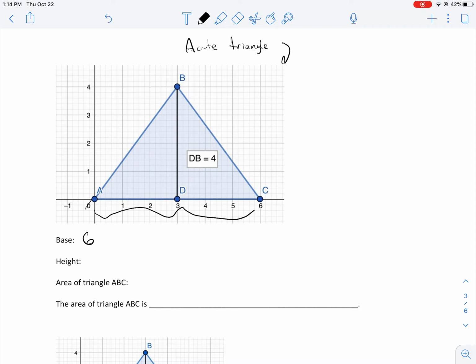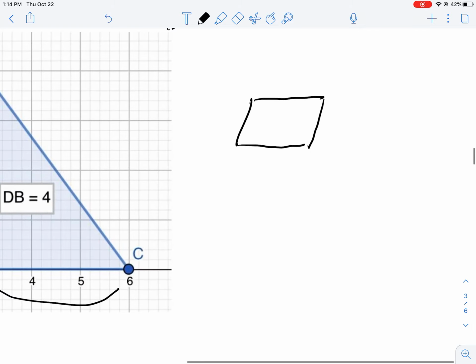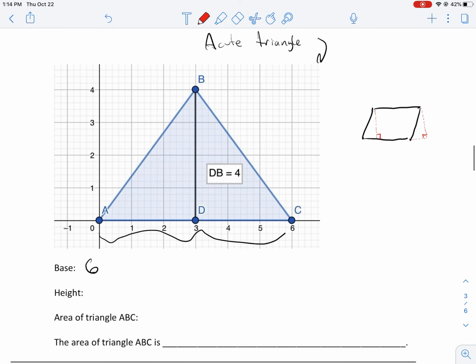Now, we can't use our diagonals, just like with the parallelograms. You cannot use your diagonals for a height. So therefore, that's out. But what you can use, just like with the parallelogram, is you want to create a perpendicular line either inside the shape or outside the shape. And by creating that perpendicular line with our base, that accounts for our height. So as you can see, I already did that here. DB is equal to 4. So our height is 4.